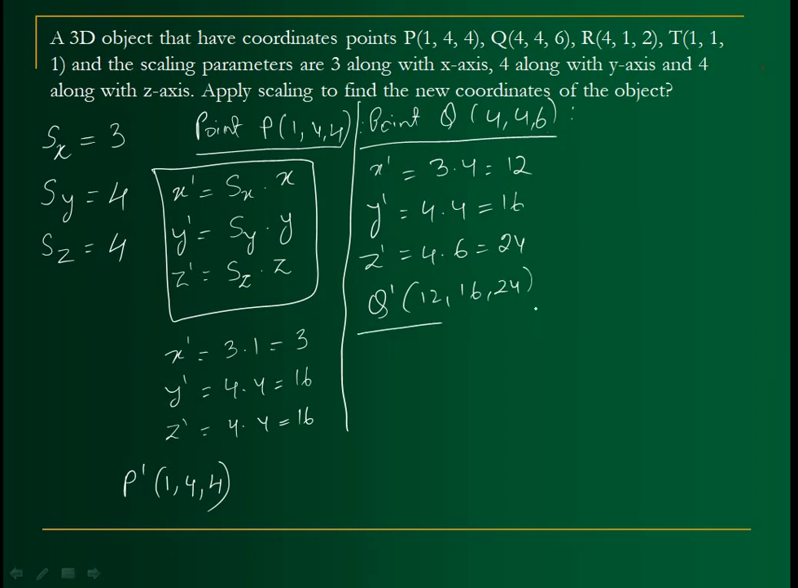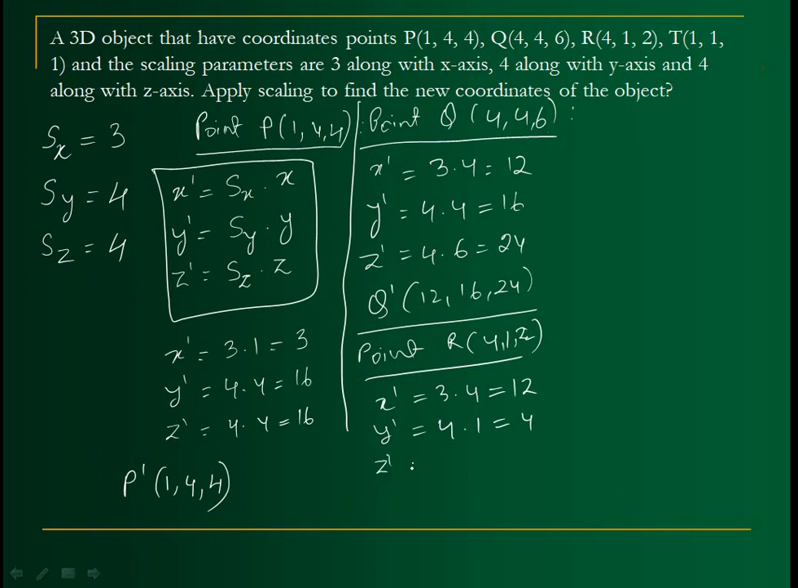Now let us consider point R(4, 1, 2). Here x dash equals 3 into 4, which is 12. Y dash equals 4 into 1, which is 4. And z dash equals 4 into 2, which is 8. Then point R dash is 12, 4, and 8.